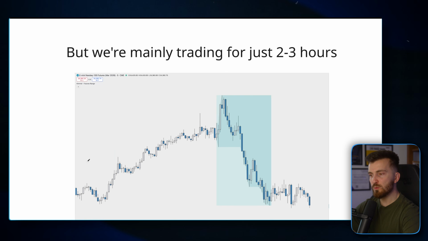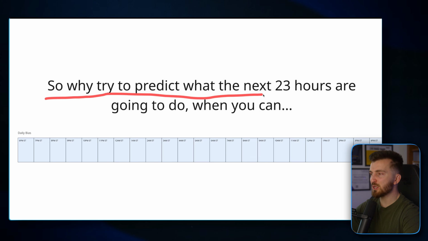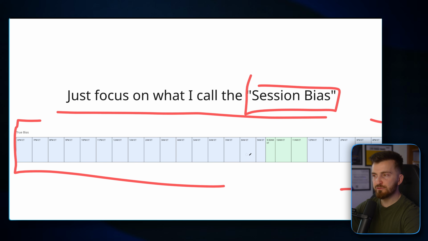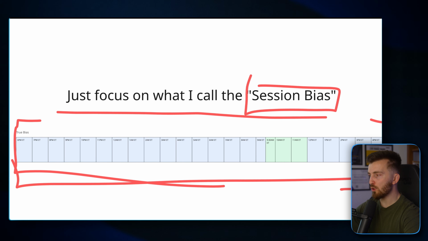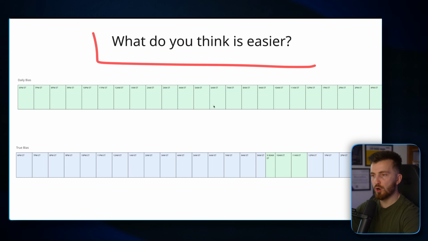Eastern time. But when we're trading, this is the daily chart, yet we're only focusing on 2 to 3 hours of price action. So why are we trying to predict what the next 23 hours are going to do when you can simply forecast what those 2 to 3 hours are going to do? This is what I call the session bias. Instead of trying to predict what the market is going to do for the whole day, you just try to predict what it's going to do between 9:30 a.m. Eastern time and 12 p.m. Eastern time. What do you think is easier for us traders to do?